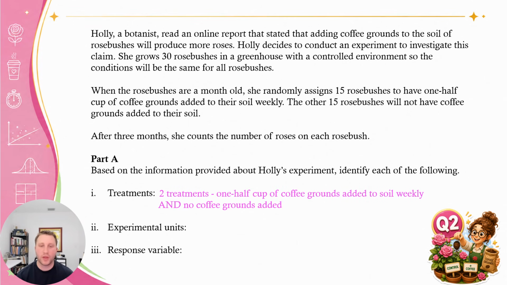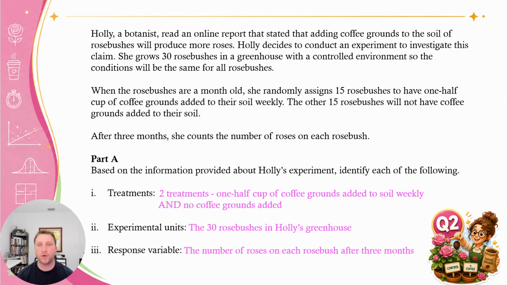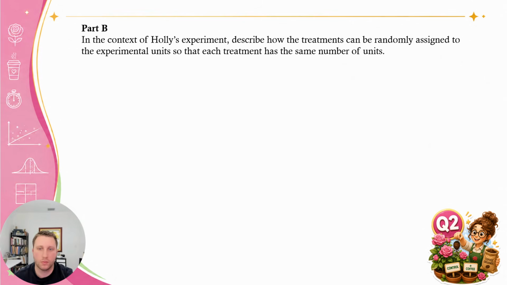And in this case, we had 2 treatments: 1/2 cup of coffee grounds added to the soil weekly and no coffee grounds added to the soil weekly. The experimental units were the 30 rose bushes in the greenhouse that Holly grew. And finally, the response variable: the number of roses on each rose bush after 3 months.